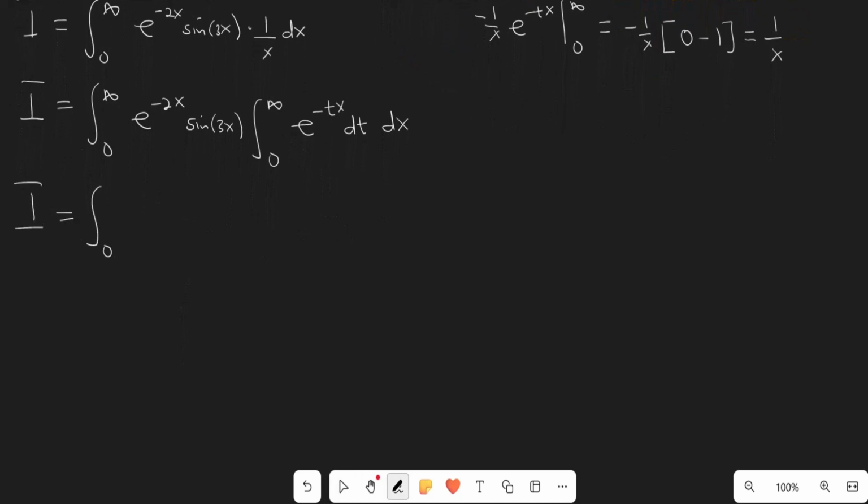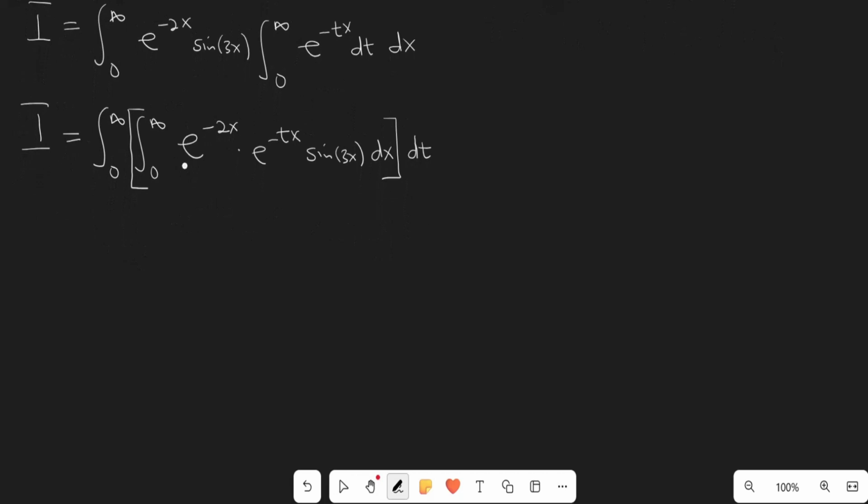So this is the integral from 0 to infinity, the integral from 0 to infinity, one for dx and one for dt. Let's gather like terms. E to the negative 2x times e to the negative tx, and then sine of 3x dx, and then dt. So I'm going to integrate first with respect to x and then later on with respect to t. So I'm grouping this one like this. Let's combine this using the laws of indices, shall we?